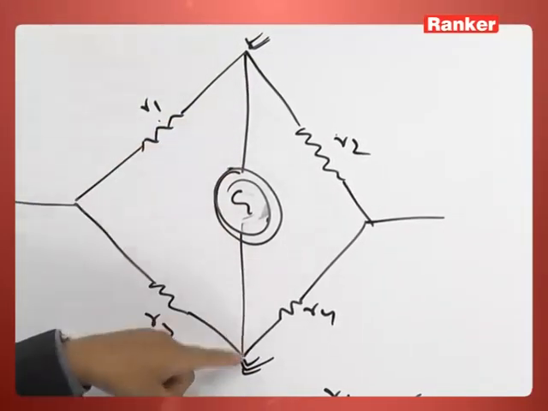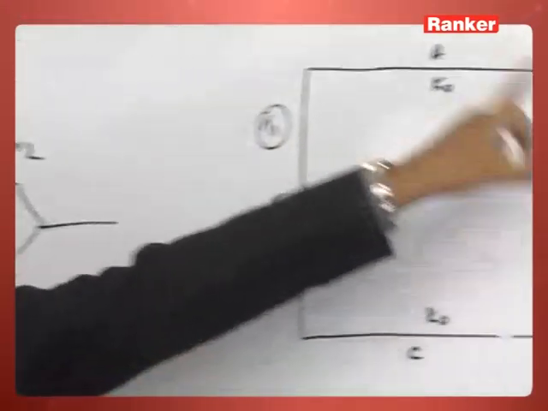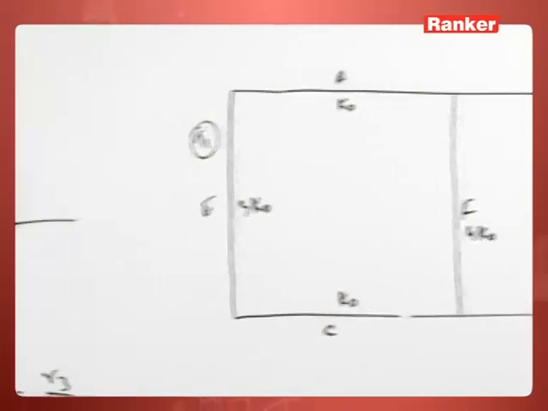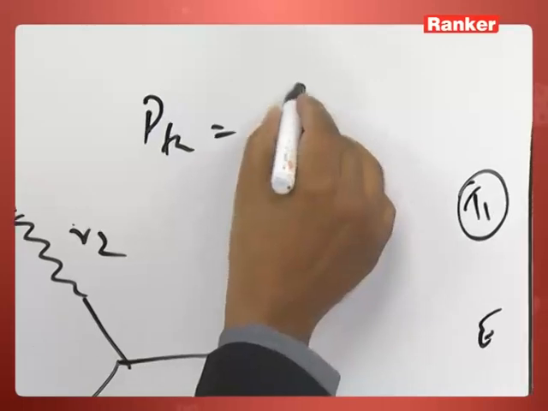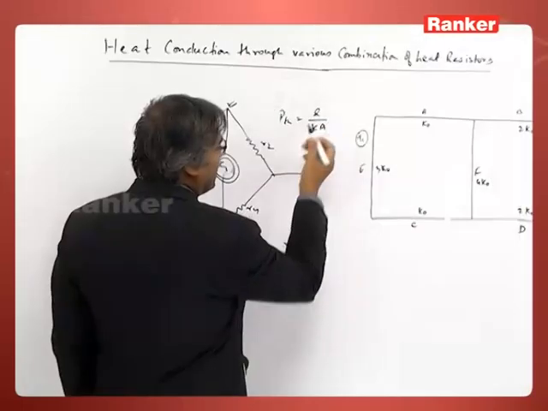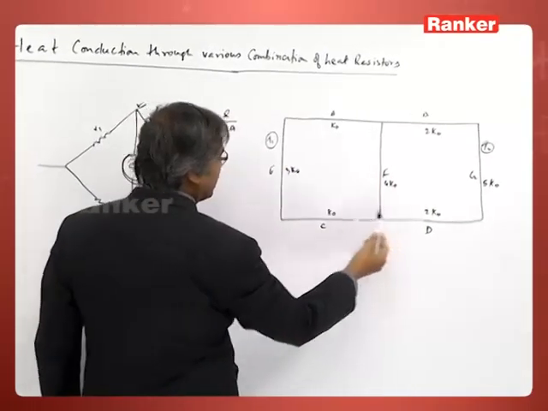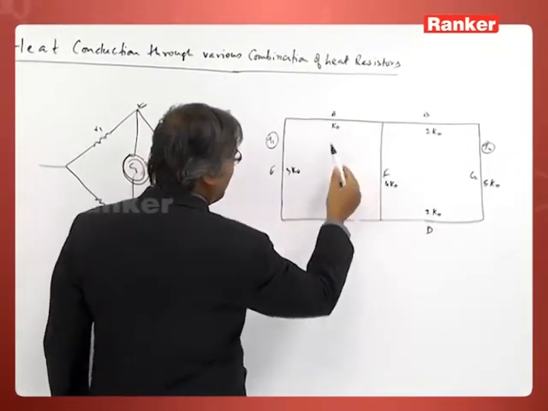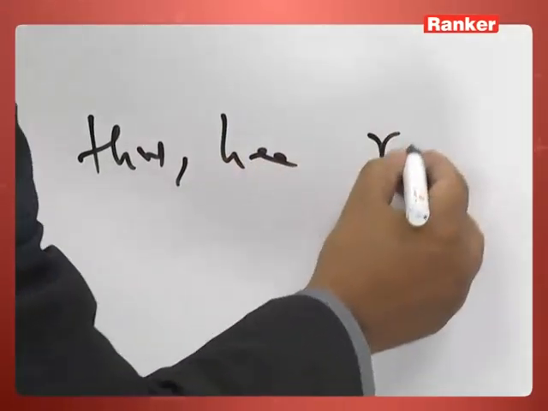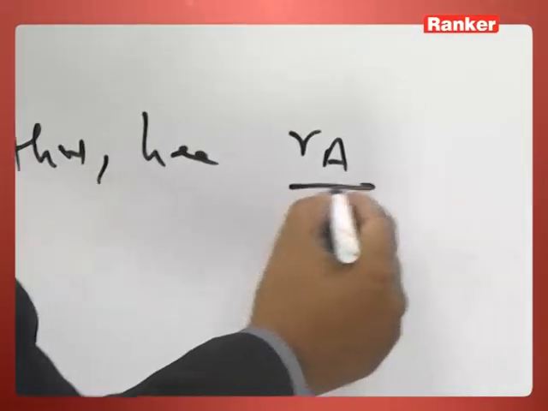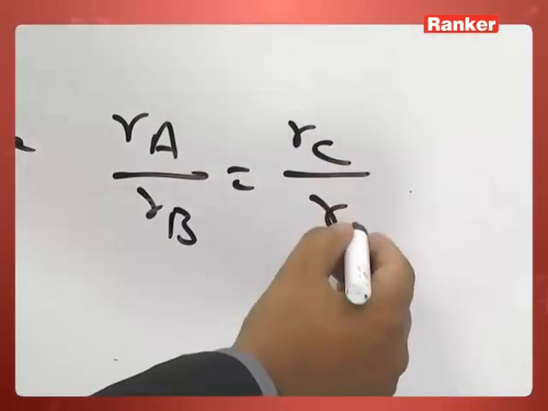And so, if you connect it with a wire, a conducting rod, then no heat transfer takes place. Here thermal resistance R_th is equal to L by KA. L and A are the same, so the ratio here is K naught by 2 K naught and here K naught by 2 K naught. Thus the thermal resistance Ra by Rb is equal to Rc by Rd.